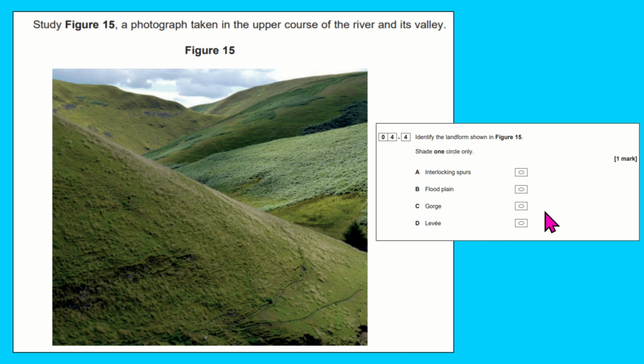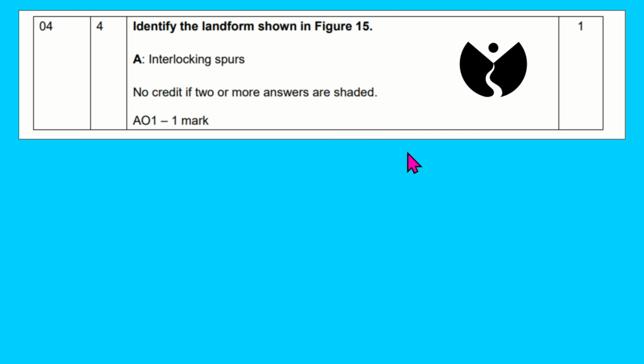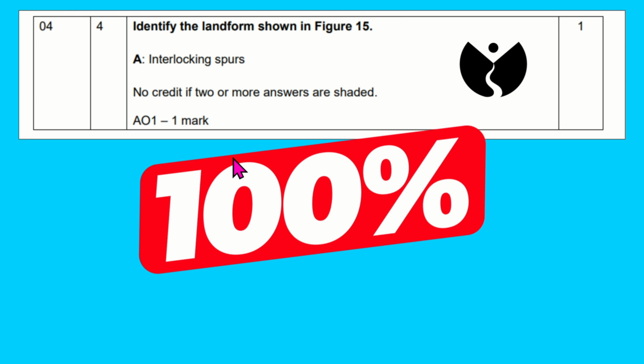I would also say that a really good exam technique, exam tip, is to cross out the ones that you know are incorrect. Check out my videos on floodplain, levees and gorges, that's linked to waterfalls, and cross out the ones you know are wrong, and that leaves you with the correct answer. Okay, so you got off pretty lightly today, a very easy question, no writing at all. And we can see here, identify the landform interlocking spurs, gets you 100%, and on to the next question.